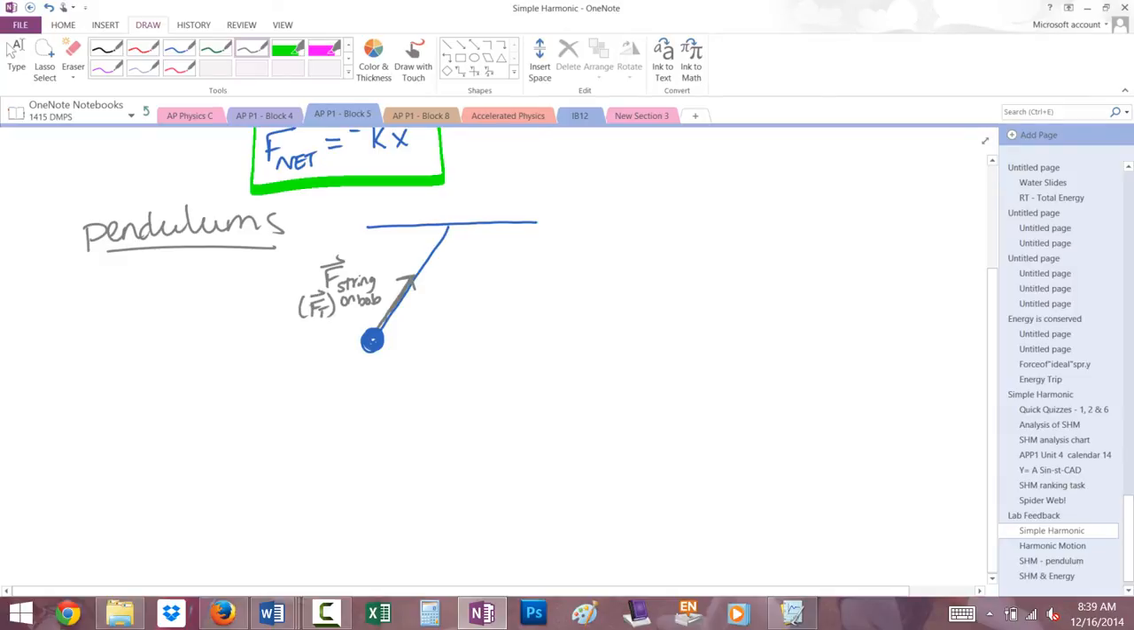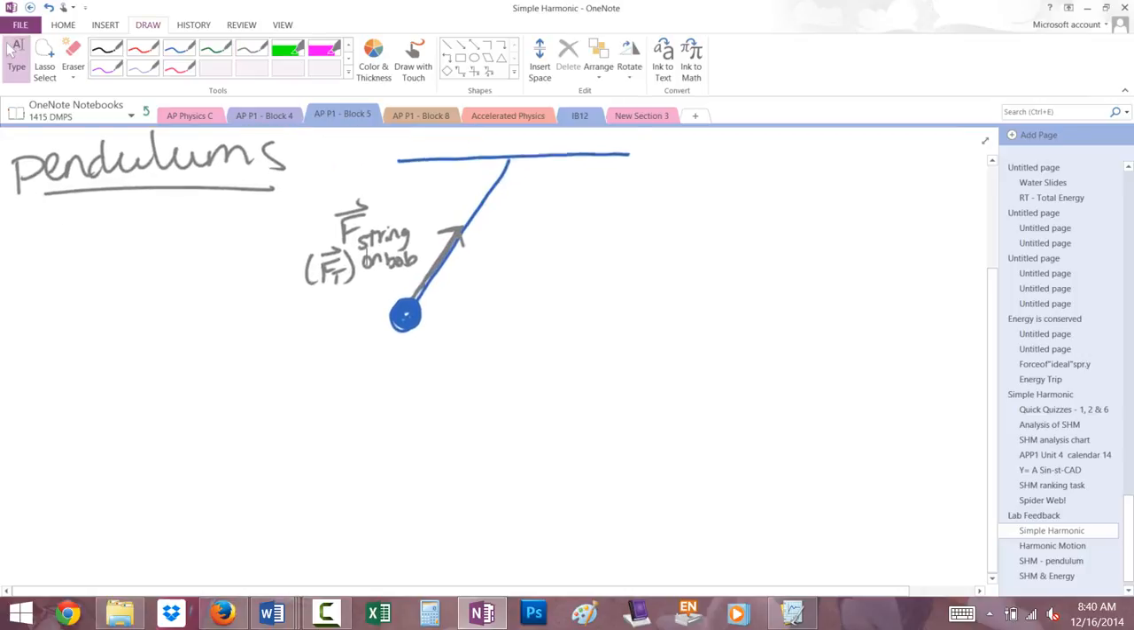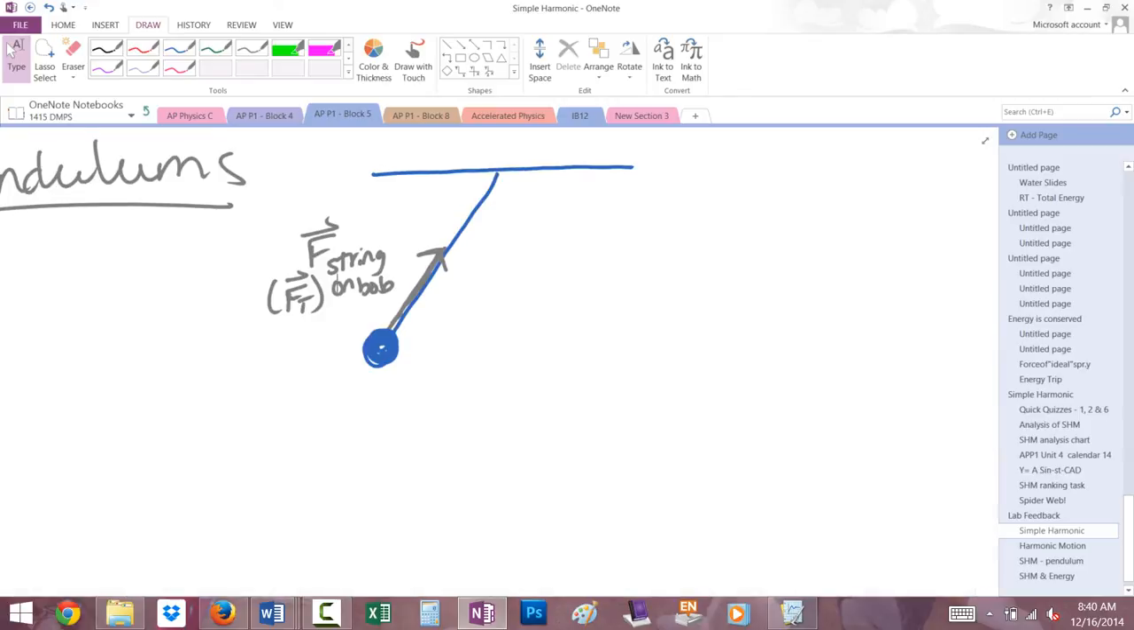F t for? What does T stand for? Tension. Or I guess you could write F sub s for string if you wanted. That's fine. This looks really small. I'm going to make it bigger. Oh, now it's big. Okay, good.